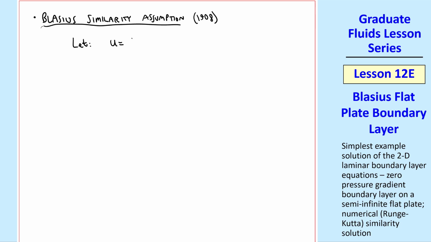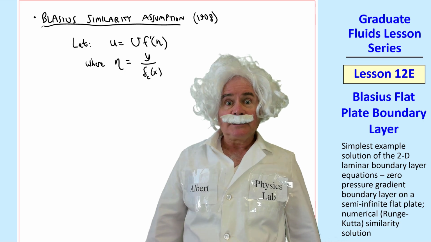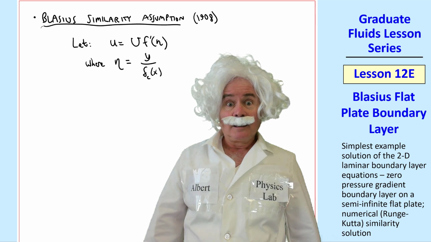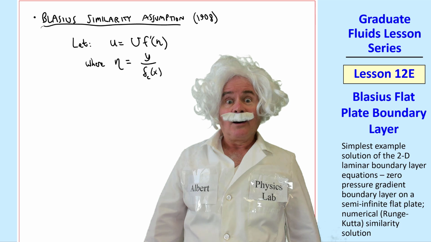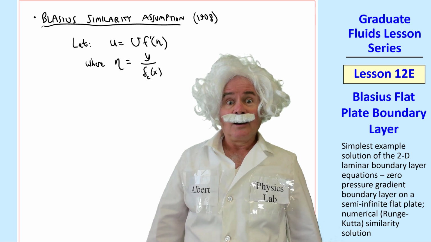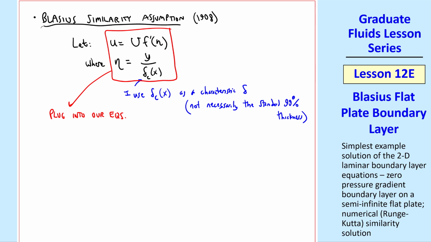He let little u be capital U times f prime of eta, where eta is y over some delta of x. Why did Blasius use f prime instead of f? Well, Albert, he used f prime instead of f because of hindsight. It turns out that we'll have to integrate u to get v, and that makes the algebra much easier. Oh, thank you. You're welcome, Albert. My comment here: I use delta c as a characteristic thickness of the boundary layer, not necessarily the standard 99% thickness.